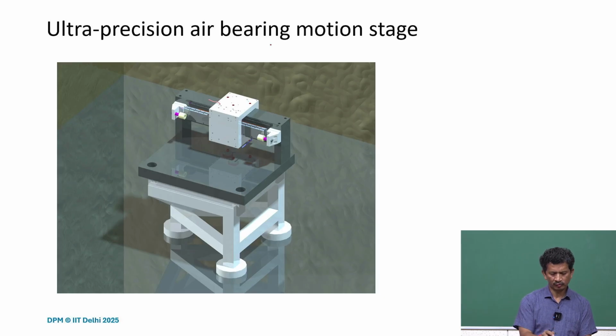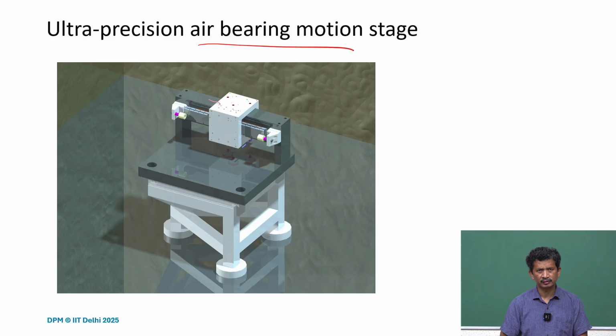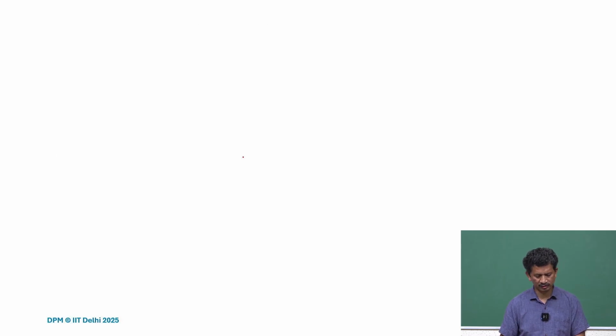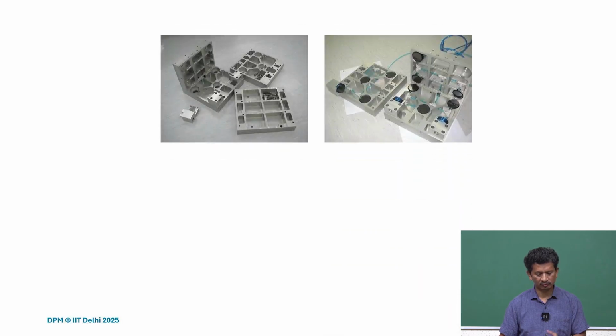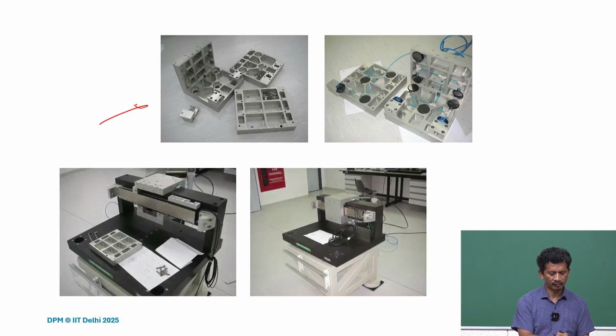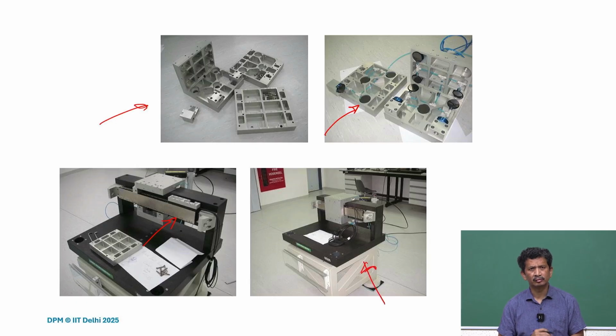We also talked about the air bearing motion stage, and how the linear motor and the air bearing stage are designed. We talked about the structure, how to get stiffness, and how to preload these air bearings, and one by one we put the linear motor and everything together, and we were able to get a precision motion stage.